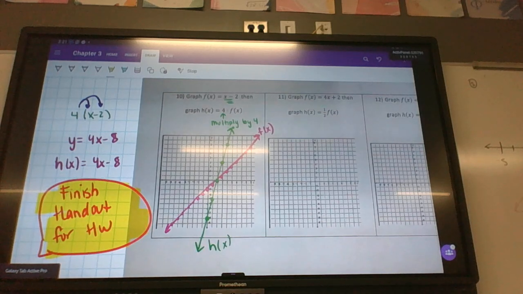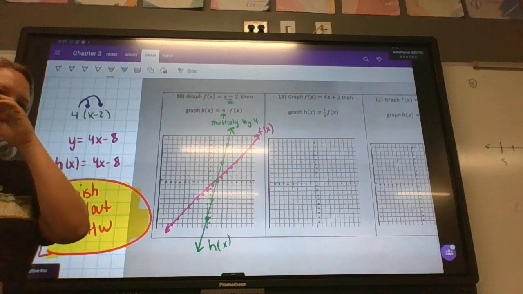And as always, hey, listen, look, go Tigers. Finish this handout for homework. I'm going to collect this tomorrow and finish it for homework. Yes, ma'am. I'm actually about to finish this.